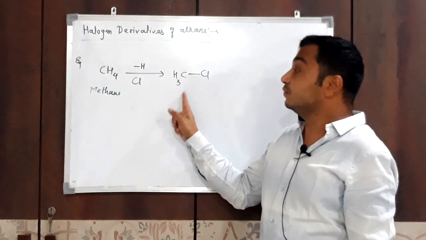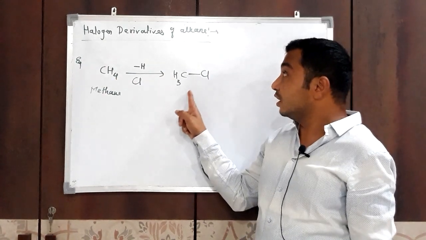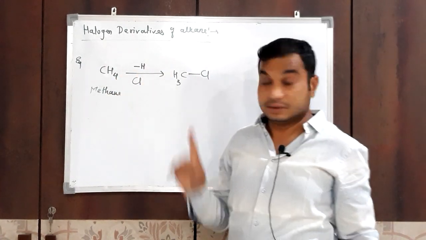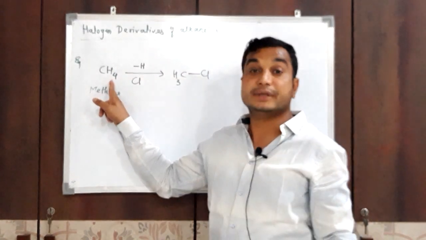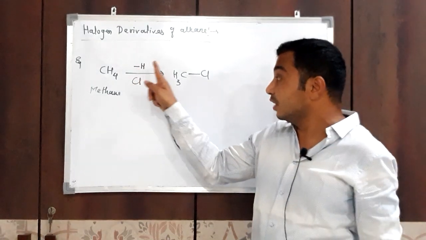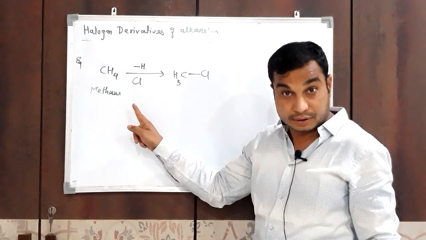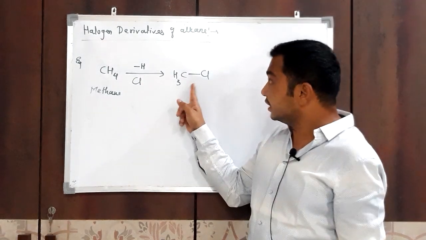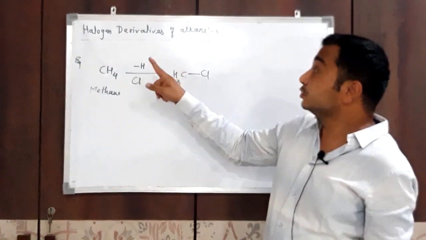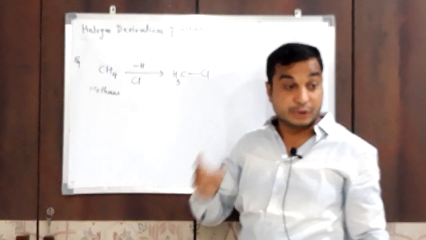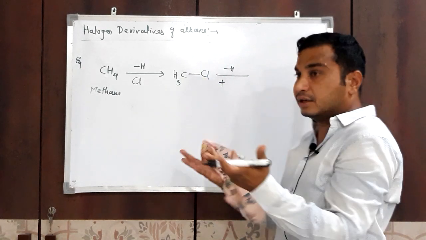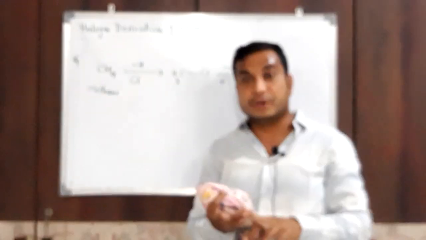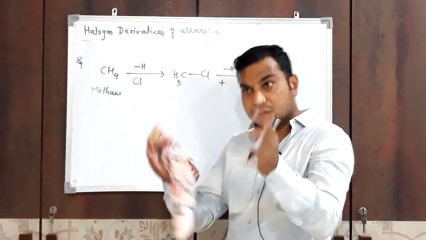It is derived from methane, so it is called a derivative of methane. This new compound is obtained by replacing 1 hydrogen atom by 1 chlorine. Chlorine means halogen atom. So this resulting compound is called halogen derivative of alkane. Now again we can replace 1 more hydrogen atom by any halogen atom, maybe chlorine, bromine, iodine or fluorine, any one.